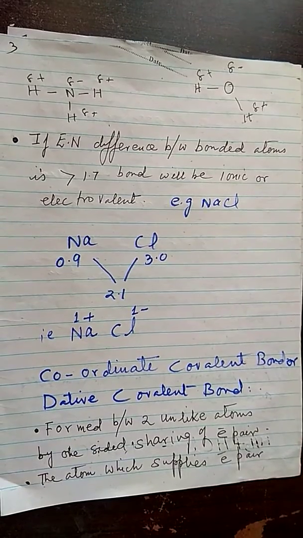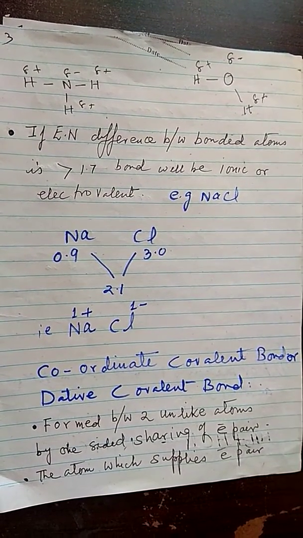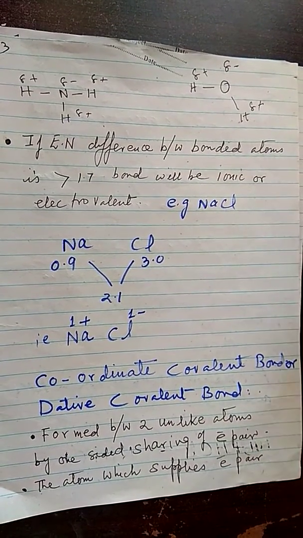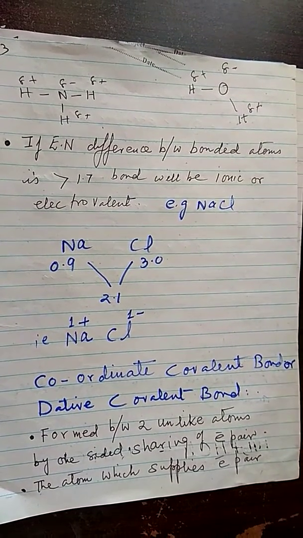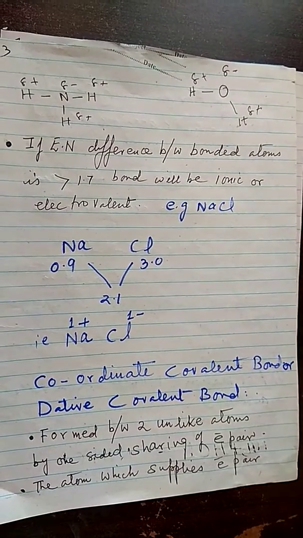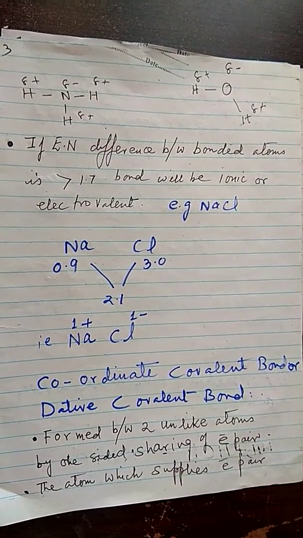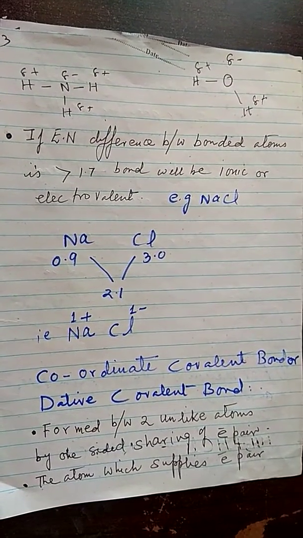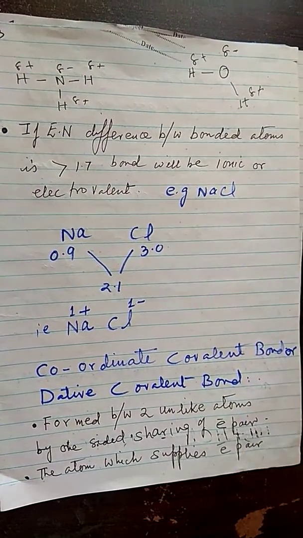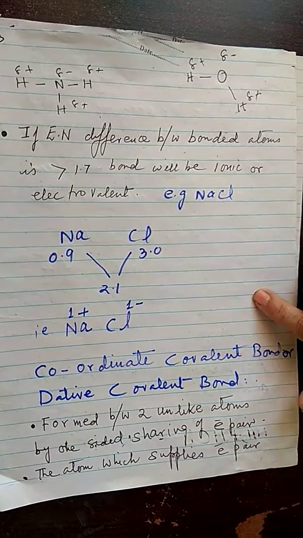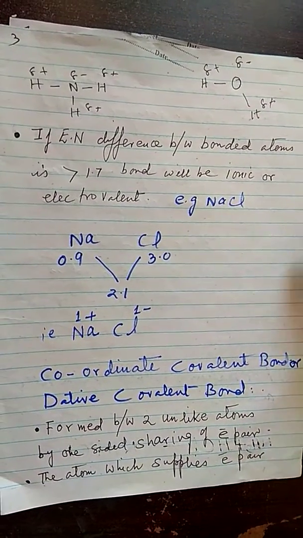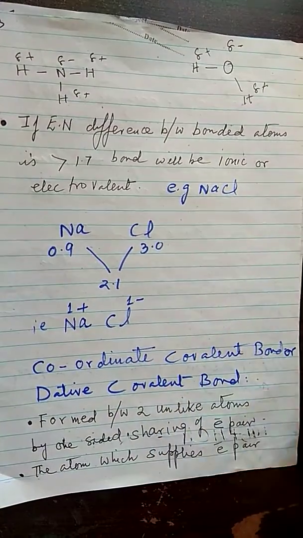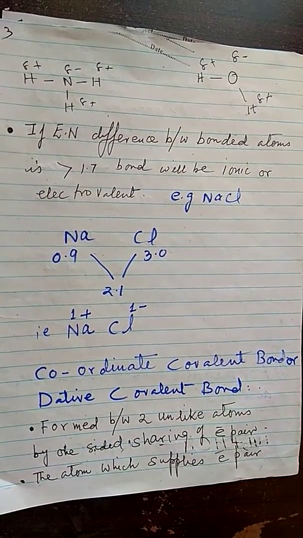Now, three conditions you remember. Simply, you can learn them as tips. If the electronegativity difference between the bonded atoms is 0, the bond will be non-polar, like O2, H2, Cl2. If the electronegativity difference is more than 0 but up to 1.7, the bond will be polar. The molecule will have positive and negative charges, and the bond is known as the polar covalent bond. The third condition: if the electronegativity difference between the bonded atoms is more than 1.7, like in the case of NaCl, the bond will be ionic or electrovalent.